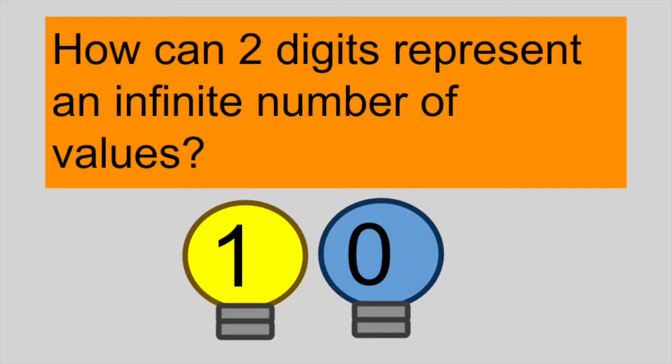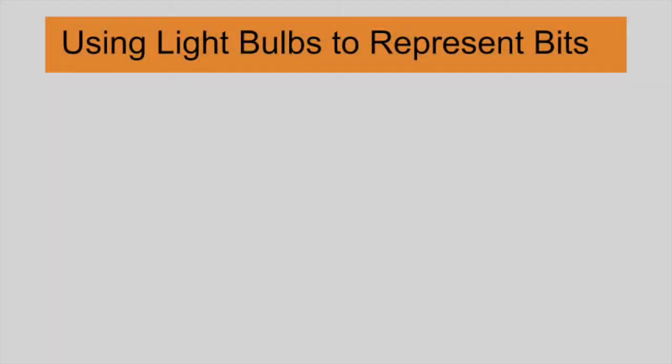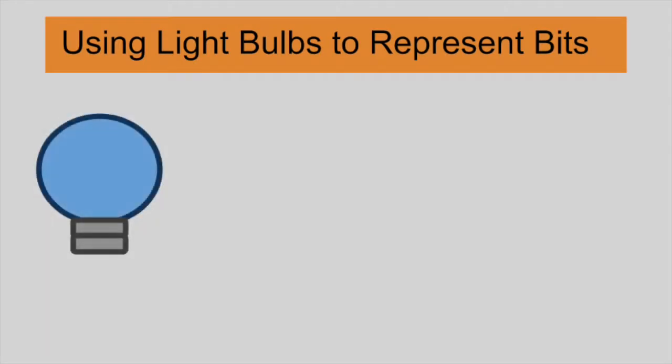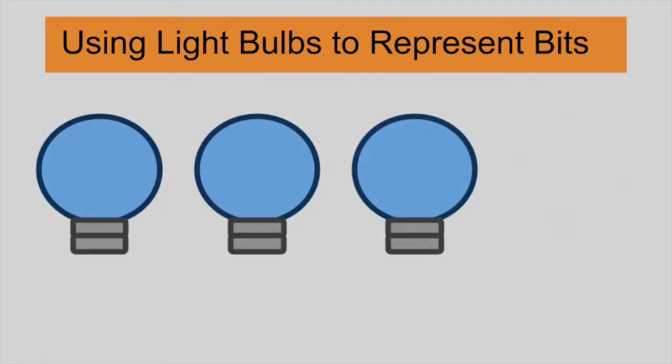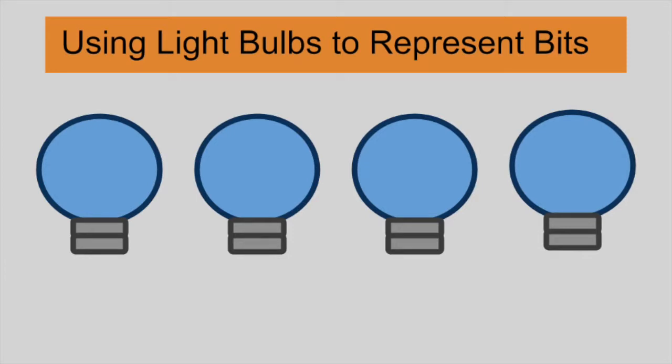So now that we know what bits are, let's learn how such a simple system can store such a wide array of information. We will now learn how to represent virtually any number using just 1s and 0s. Let's use light bulbs to represent bits. Suppose we have an array of 4 light bulbs. When a light bulb is on, we can represent that on state as the digit 1. Conversely, we can represent the off state as the digit 0.